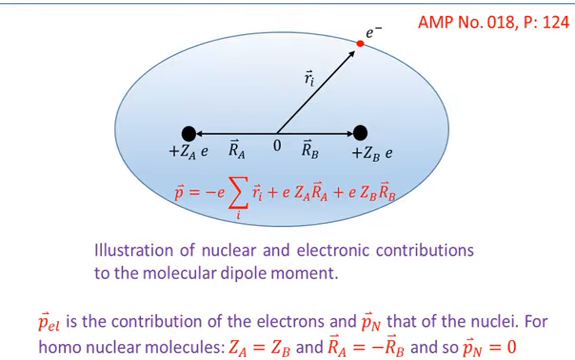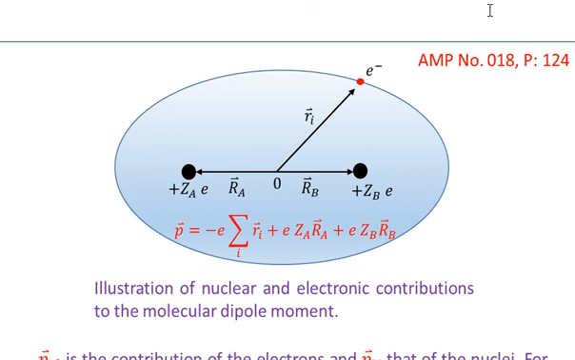Now you see that in this diagram, I am going to specify these parameters. You can see that there is an electron which is revolving about the center of mass coordinates with a radial vector Ri. There are two nuclei, one with charge plus Za times e, and the other with charge plus Zb times e. From the center of mass, nucleus A on the left-hand side is at a distance Ra, and nucleus B is at a distance Rb.